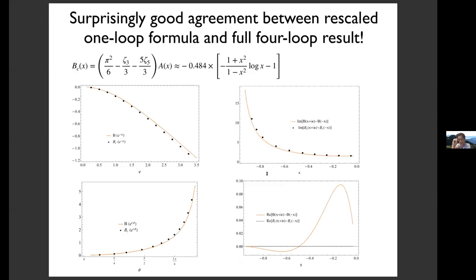So now we plot those functions in different kinematic regimes. For instance, let's look at this first plot here. On the horizontal axis, you have the Minkowskian cusp angle, and we plot the function B. That's the solid line, and the dots represent essentially a one loop fit that was proposed earlier. What you can see is that although the two functions certainly disagree, the shape is actually reproduced quite well, and even numerically in most of the range you have an agreement of roughly 10% or so.